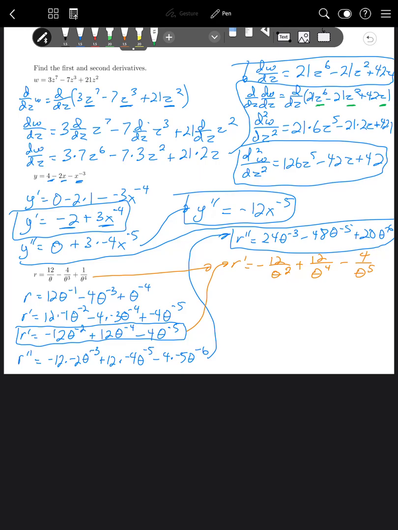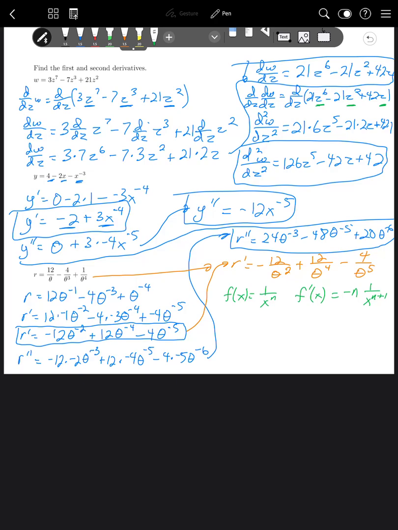So we could write a rule for how this works. If f of x is 1 over x to the nth, well, what is f prime of x? You add 1 to the exponent and you multiply by the opposite of the exponent that was there before. So this would be negative n times 1 over x to the n plus 1.